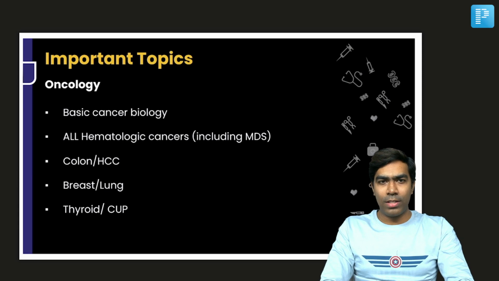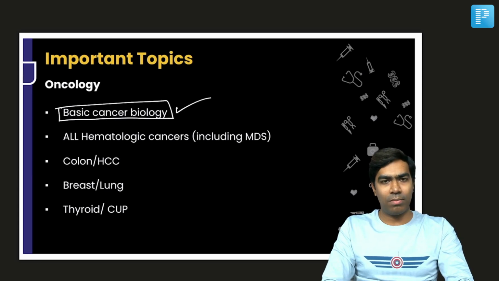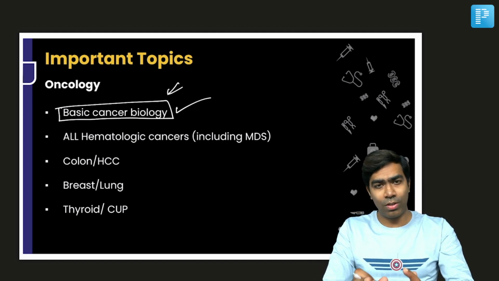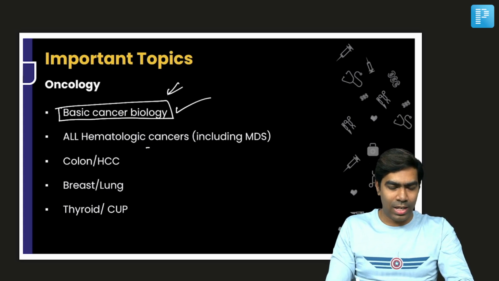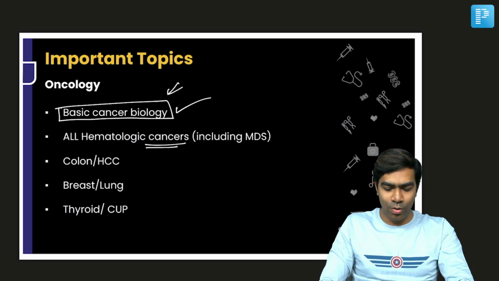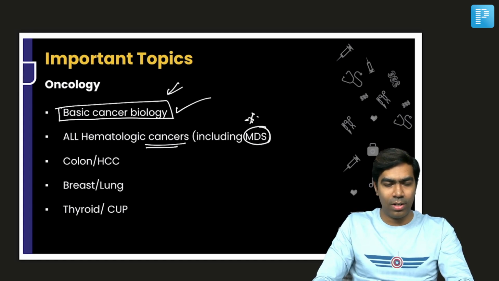And coming to oncology, most of the questions are going to cluster around your basic cancer biology. Many students tend to miss out on that. And they try to prepare extensively on a lot of cancers, but most of the questions are going to cluster on your basic cancer biology only. And all the hematological cancers, including myelodysplastic syndrome, is very important because people generally miss out on the MDS part.